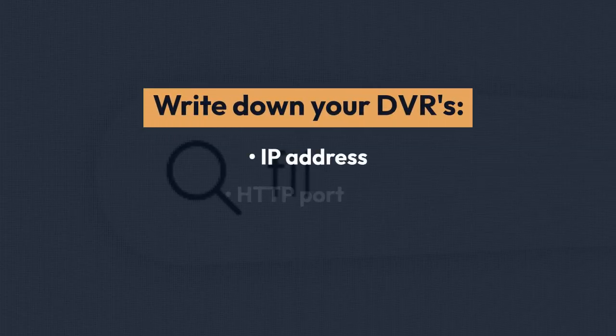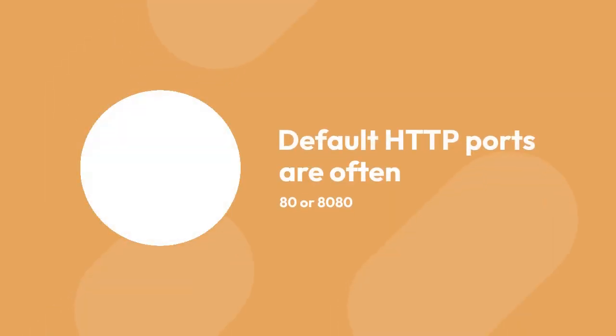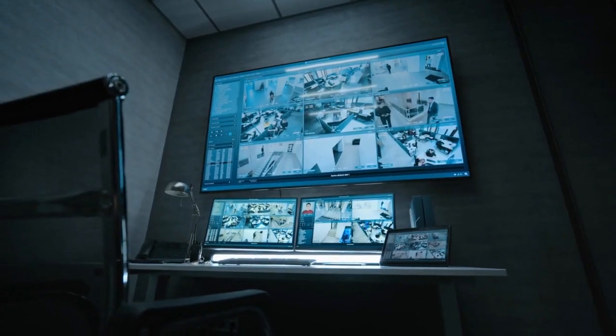Write down your DVR's IP address, the HTTP port, and the media port. These are usually found in the network settings. Default HTTP ports are often 80 or 8080. Default media ports can vary.